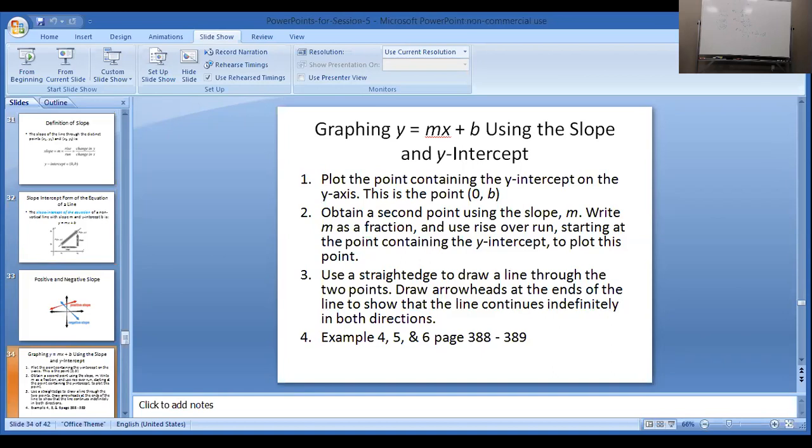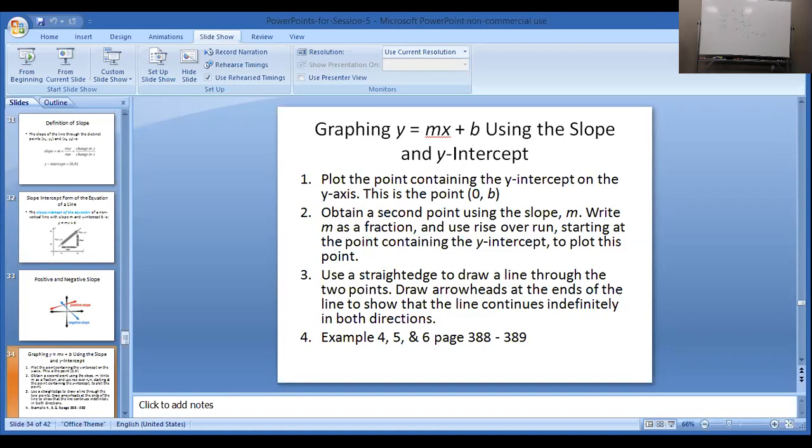Let's look at page 387 for a moment. Example 3. It gives you y is equal to 2 over 3x plus 2. 2 over 3 is your slope, and it's positive. The 2 is the y-intercept. It means the point where that line cuts the y-axis. You see that graph on page 387, graph 7.21? You see, the y-intercept is 2 on the y-axis. The x is 0. Is that clear? So that's the b.